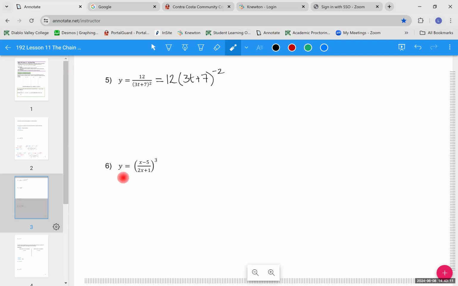And then also we're going to be giving you a moment to try number 6. Now you'll see here I have an inside function to the third power. So my outside is definitely going to be u to the third. And my inside function is a quotient. And there's nothing I can do about it. I'm going to have to use the quotient rule when I go to do the derivative of the inside function for number 6. So go ahead and press pause, give these two a try, and come back.